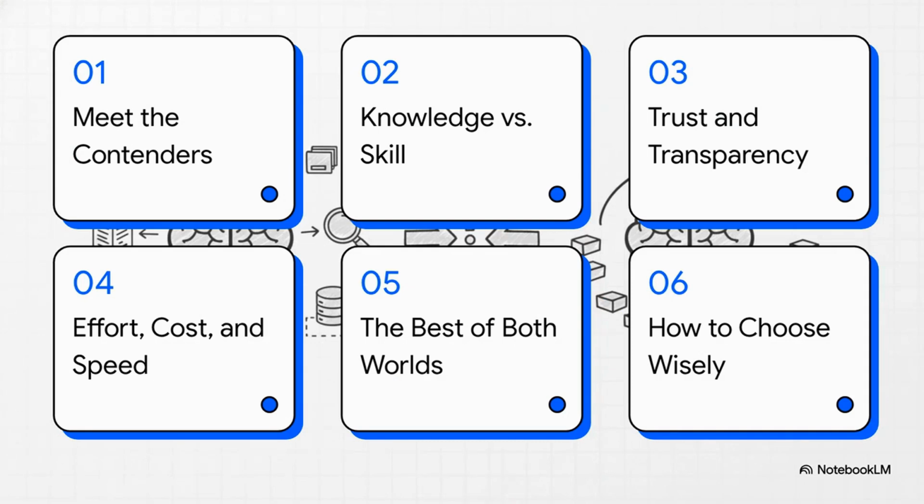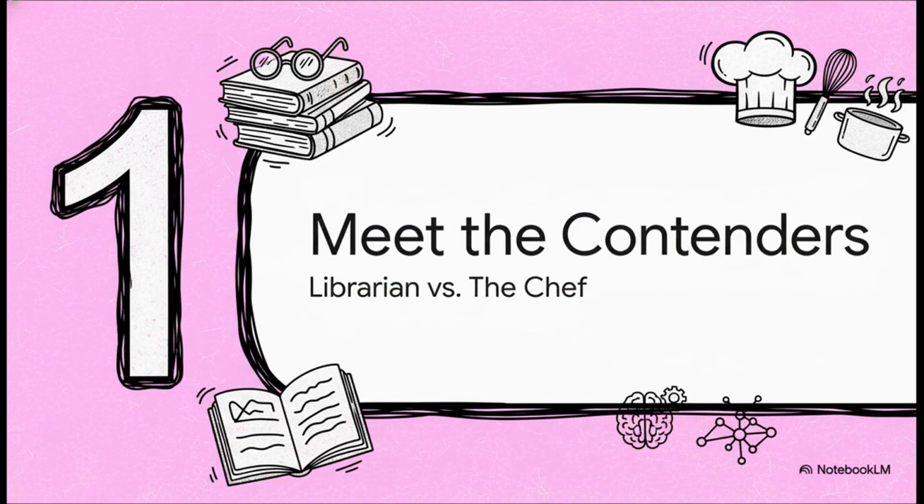So here's our game plan. First, we'll meet our two contenders. Then, we'll put them head-to-head on what really matters. Are you adding knowledge or teaching a skill? Can you trust the answers? And what about the practical stuff, like cost and speed? We'll even see how they can team up before we land on a super clear framework to help you choose. All right, let's dive right in and meet the contenders.